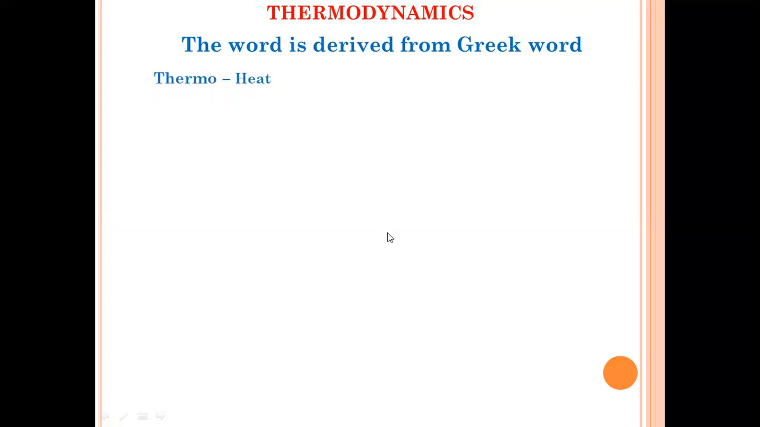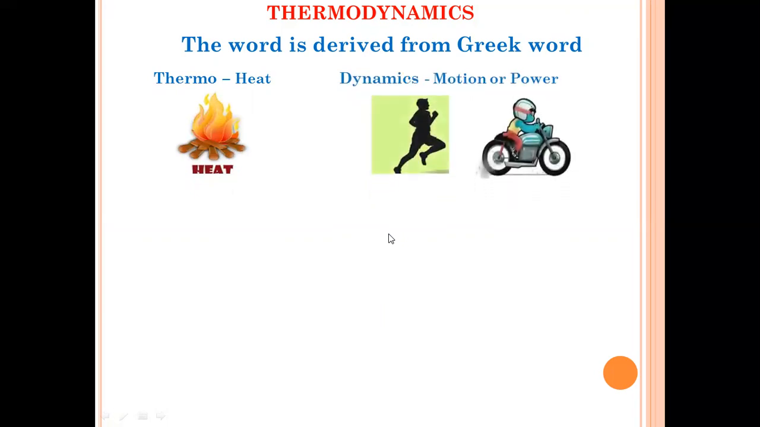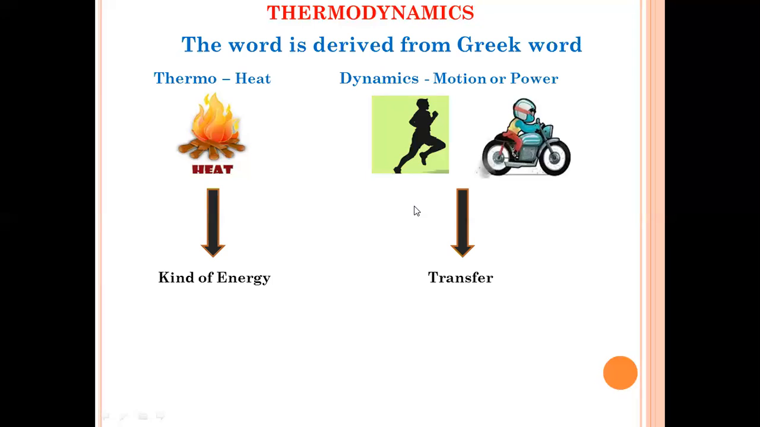Thermodynamics. The word thermodynamics is derived from Greek words. The meaning of thermo is heat, and dynamics means either motion or power. We know that heat is one kind of energy, and dynamic is the transfer of that energy from one position to another, or movement of an object from one position to another. So collectively we can say that thermodynamics is a study of energy transfer.